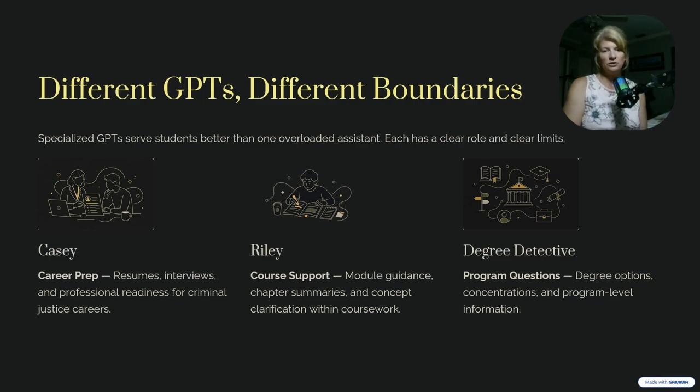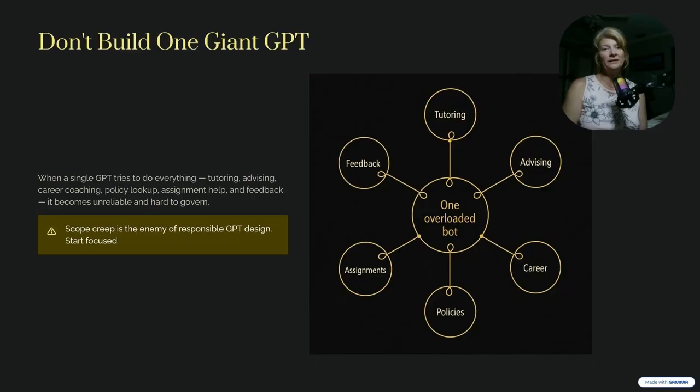And that's the part too many people skip. They build one giant GPT and expect it to do everything. They want the one GPT to be able to tutor students, write feedback, answer advising questions, explain assignments, be a career coach, find policies, summarize readings, and probably make dinner if you asked it nicely. But in education, that can get messy fast. The more jobs you give one GPT, the more likely it is to confuse its role.